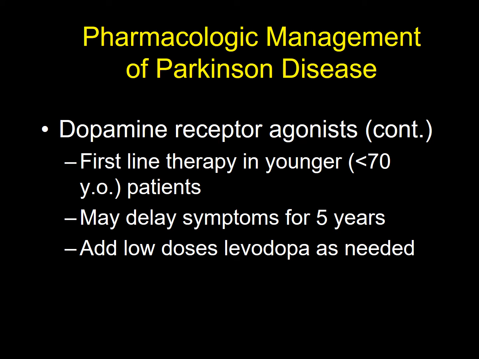So if you don't start the Sinemet until 5 years later, you get a total of at least 10 years of symptom control, and that's awesome. When patients become intolerant of these dopamine agonists, then you start adding low doses of levodopa as needed.